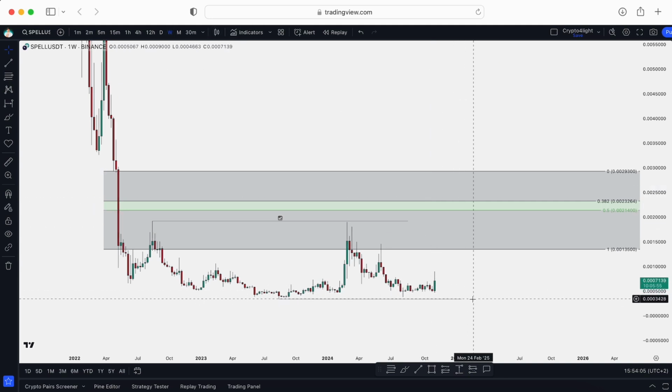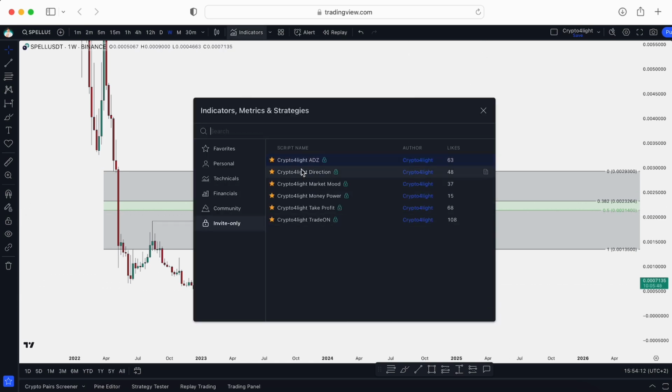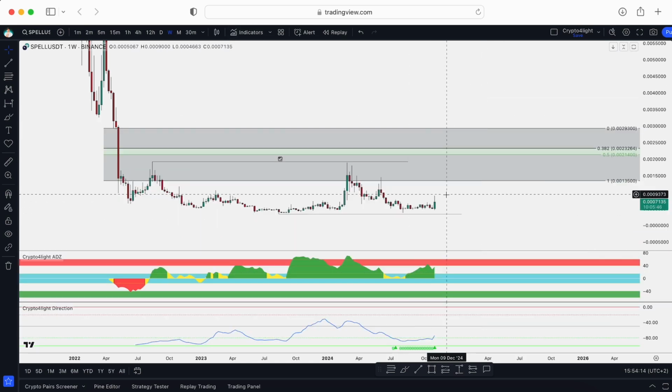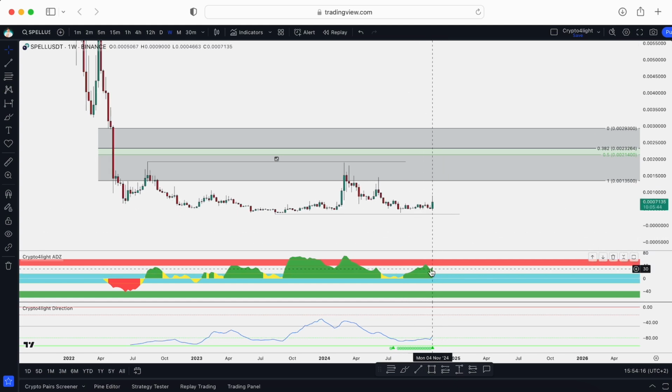And the correction, of course, is a sweep of this low. So we have two options, this one and this one. I'm more than sure we will see the continuation. What is bad for Spell token? This one, we're in distribution.